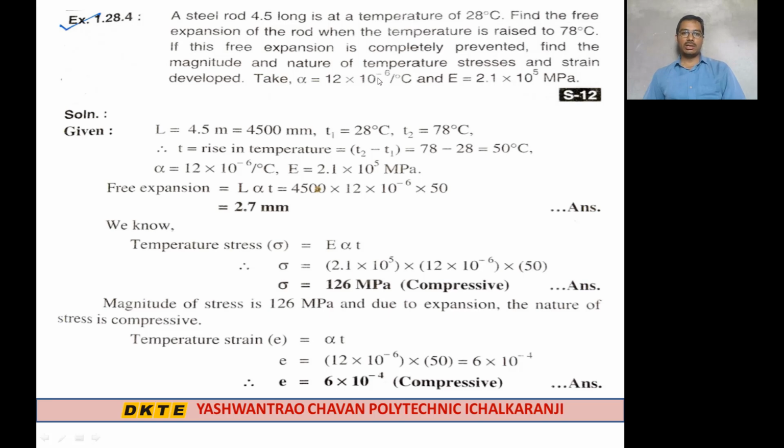And second is asked temperature strain. Strain is nothing but alpha into T. Put the values of alpha and T, we will get 6 into 10 raised to minus 4. That is also compressive in nature.